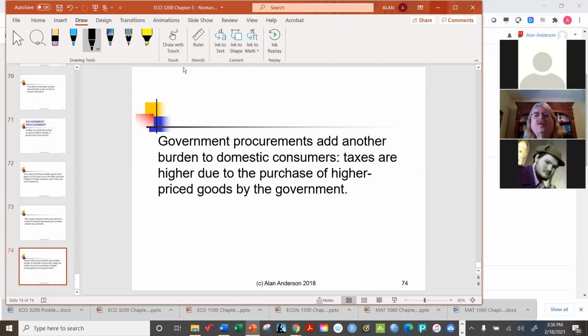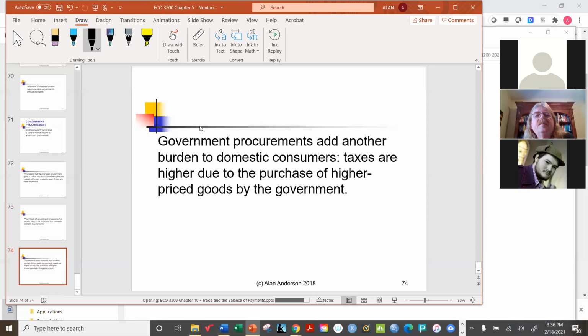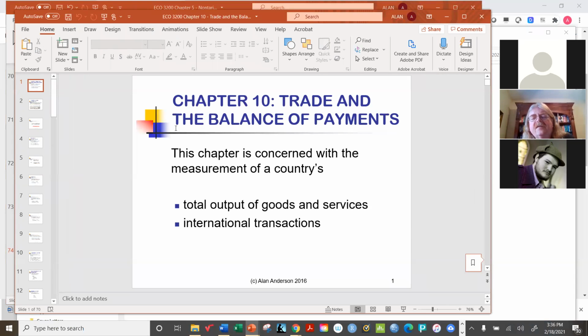Now, like I said before, we're ready now to start looking. We're going to switch our focus into international finance, which is a very different thing. But you'll see in the beginning, at least, there's some overlap. We're going to look at something called trade and the balance of payments. So we're jumping ahead a few chapters. The first half of the book is entirely international trade, and the rest is international finance.